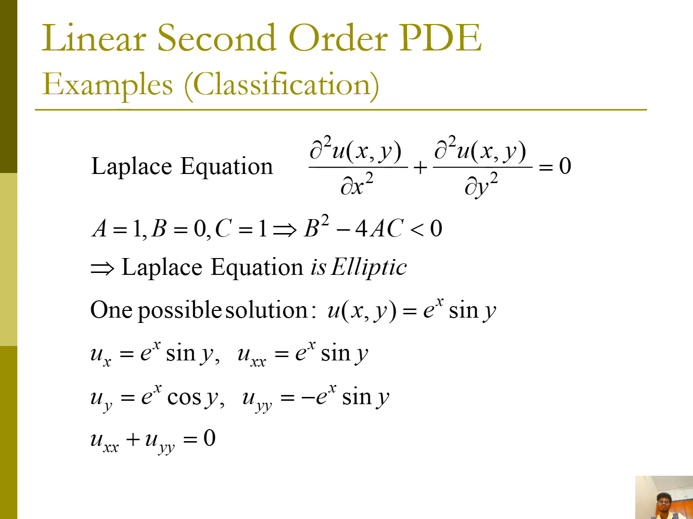Linear second order partial differential equation examples. Classification: Laplace equation, where A is equal to 1, B is equal to 0, C is equal to 1, then B² - 4AC is less than 0. The Laplace equation is elliptic. One possible solution is u(x,y) = e^x sin y. u_x is equal to e^x sin y, u_xx is equal to e^x sin y, u_y is equal to e^x cos y, u_yy is equal to -e^x sin y, and u_xx + u_yy is equal to 0.